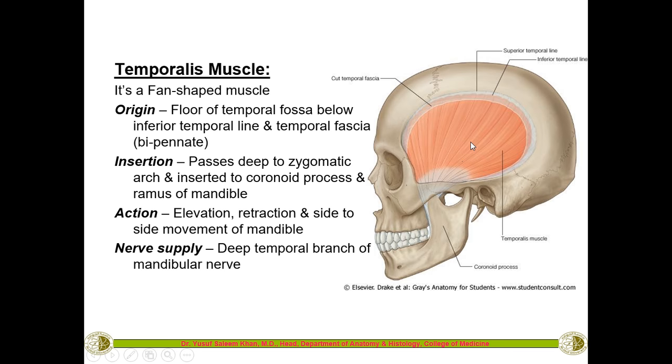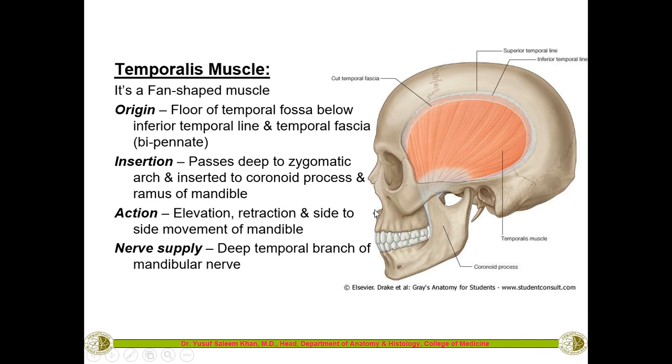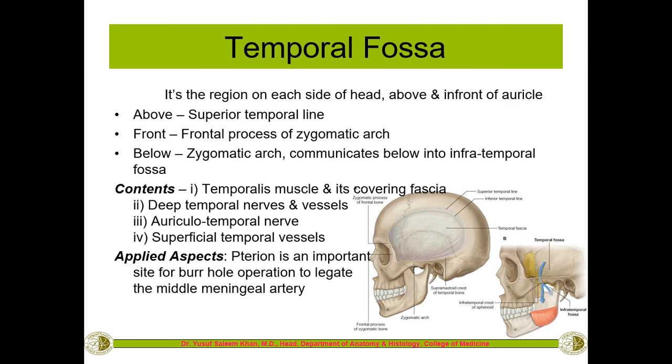So this is a fan-shaped muscle taking origin from the infratemporal line. We have seen that there are two temporal lines. This is the superior temporal line, then we have the inferior temporal line or infratemporal line. This muscle will be taking origin from the infratemporal line as well as the temporal fossa here. This is called the floor of the temporal fossa. So it will take origin from the temporal fossa and extend up to the infratemporal line.